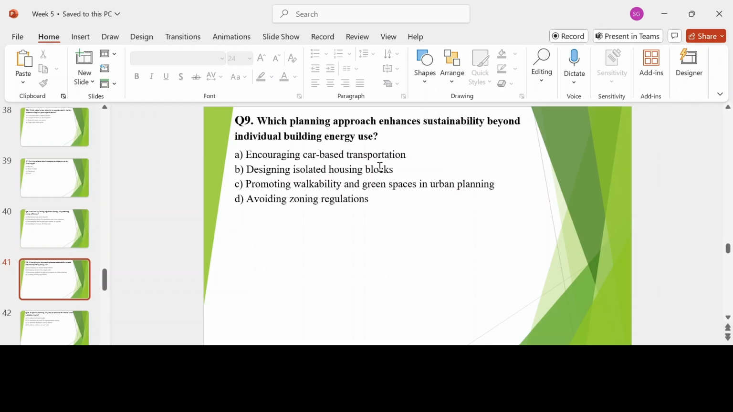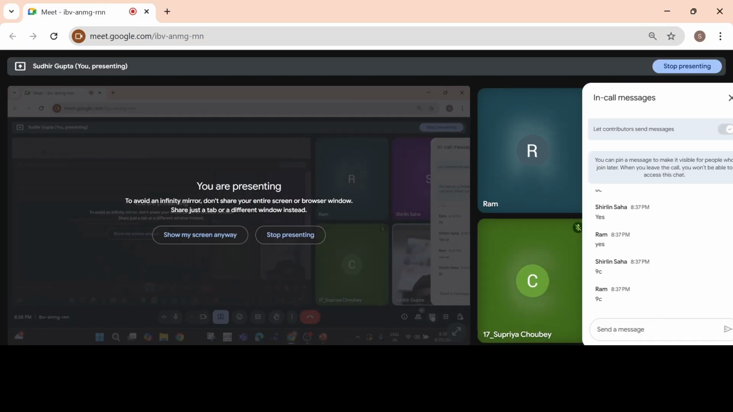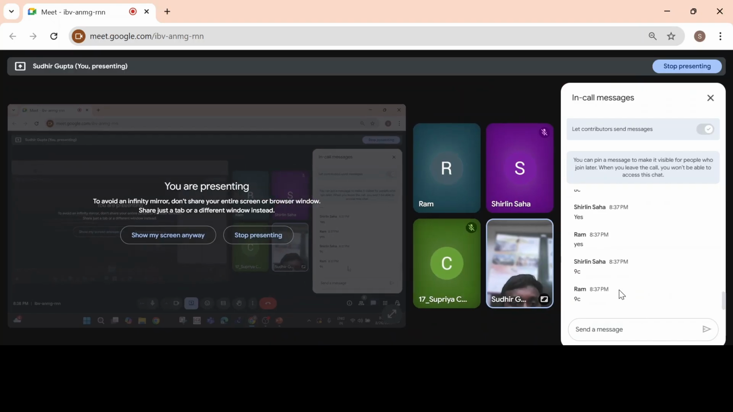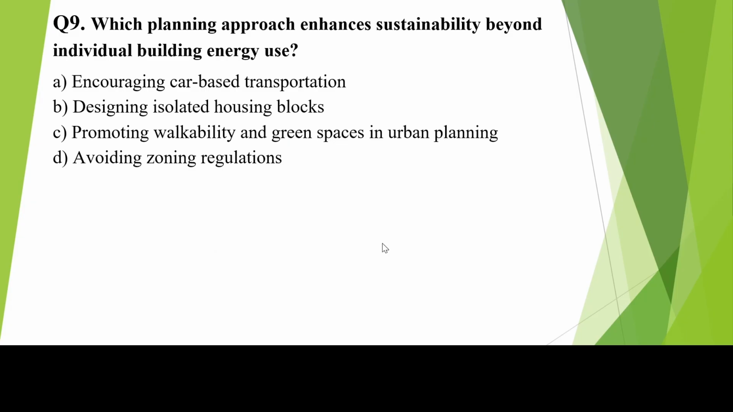Whether increasing car-based transportation, or designing isolated housing blocks, or promoting walkability and green spaces in urban planning, or avoiding zoning regulations, which do you think is the most appropriate answer for this particular question number 9? 9C, as I can see, 9C has been marked by most of you, and whoever has marked option C is absolutely correct.